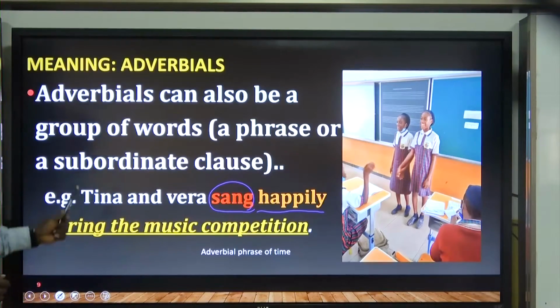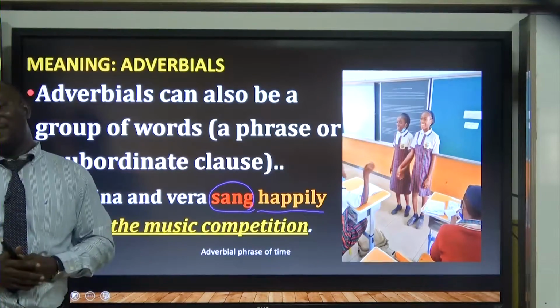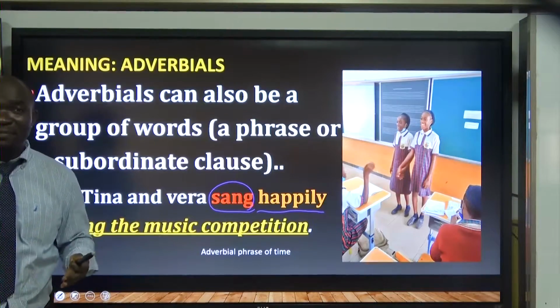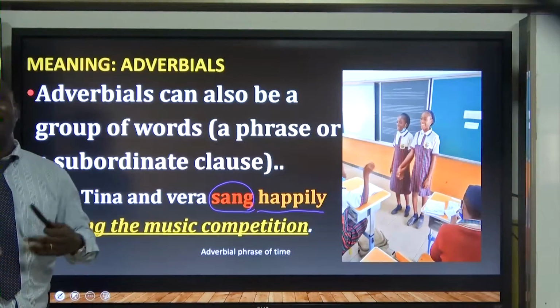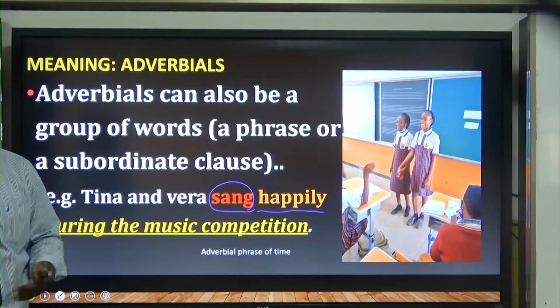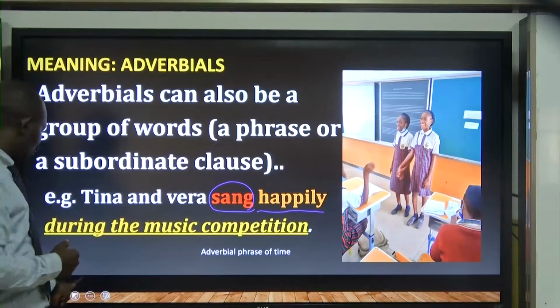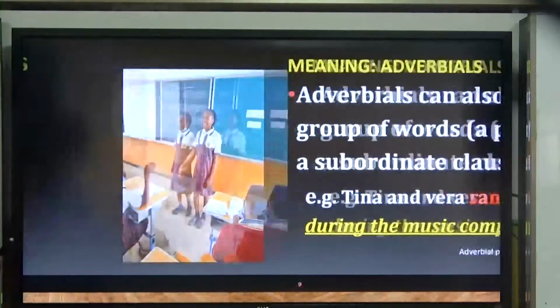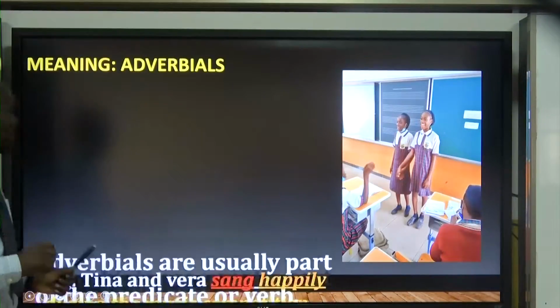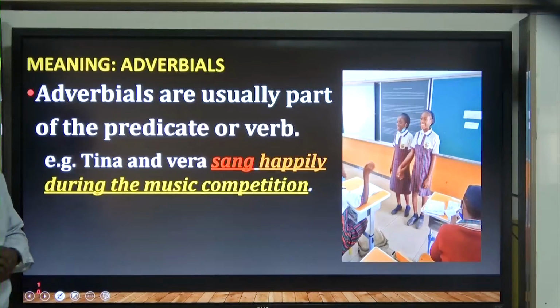In this case, we say they are a phrase. We refer to that as what? Adverbial phrase, or simply put, adverbial phrase of time, because this group of words is telling you when they carried out the action. Did you get that? Good. All right. So let's see another fact I want you to have about adverbials.